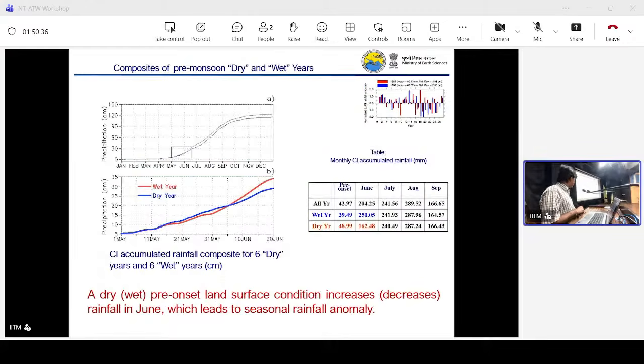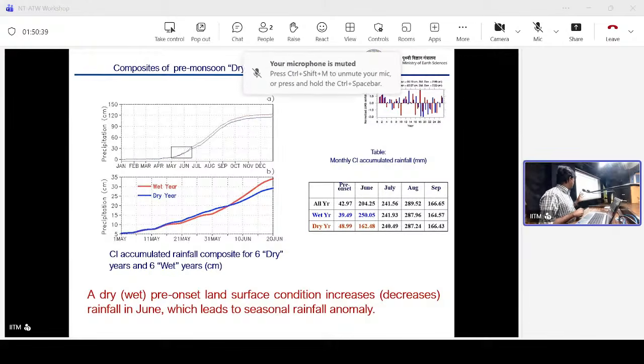Now, we first try to pick the signals, a very strong dry year and a strong wet year, from the monsoon simulation, and then try to see how the accumulated rainfall is evolving. We have the dry and wet year from this bar of all India rainfall. Clearly these two are separated, and if you zoom into this time zone, the pre-monsoon time, you can clearly see that a dry year is followed by wet conditions, and a wet year is followed by dry conditions. And if you look at the numbers here, for the wet year you have 39.49 millimeters, then the dry year this much.